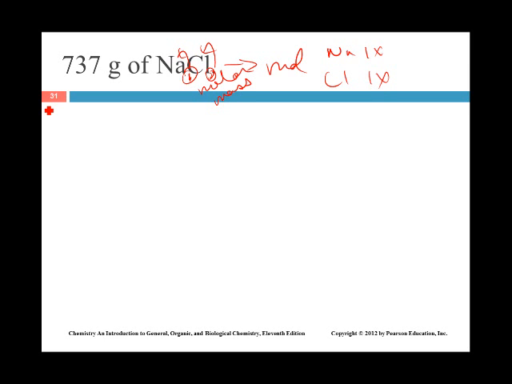Sodium on the periodic table is right here, 22.98, which means it is 23. Chlorine is right here, 35.453, which means 35.5. So that means 23.0 and 35.5. We're going to add those together. That comes out to be 58.5 grams. So that means our conversion factor is then going to be 58.5 grams is equal to 1 mole of sodium chloride.